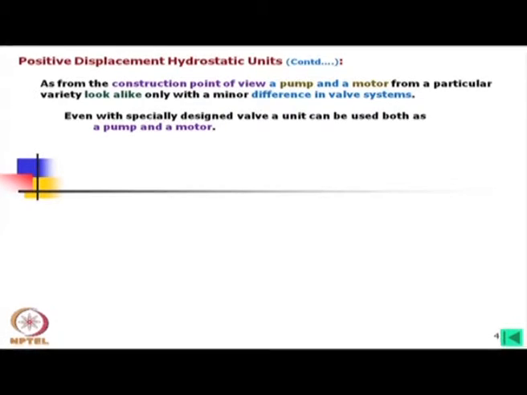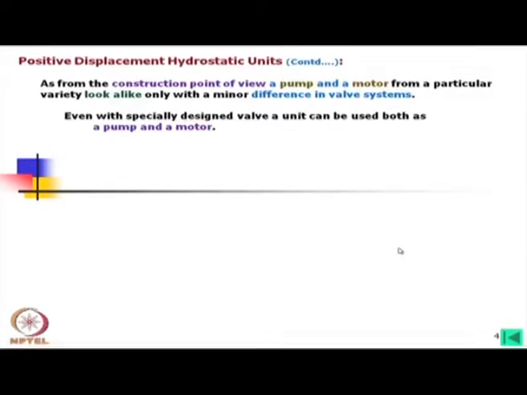If we think of these components, there is a valve. If we change the valve, the same unit can again be used as a motor. Even with a specially designed valve, a unit can be used both as a pump and a motor. When we learned about the symbols, there is a symbol for a unit used as a pump and motor. But we should keep in mind that if we design the valve to act both as a pump and motor, definitely we have to sacrifice some finer activities of the valve. In that way you will find such pumps or motors normally having a lower efficiency, but still they can be used.